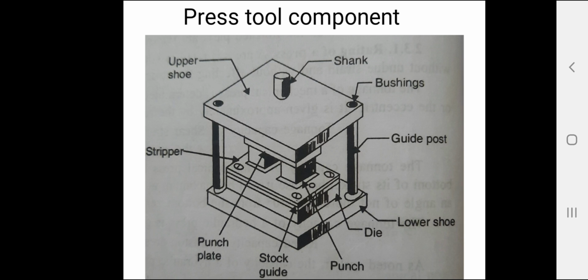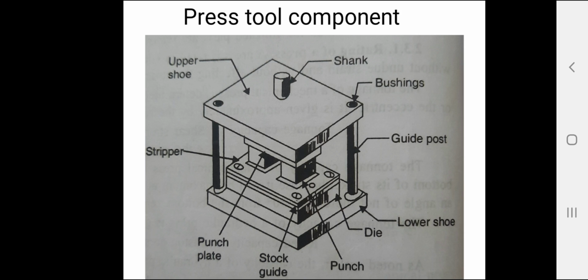Then locating and locking components, which provide for an accurate positioning of the stock or blank in the die and fix it in place while the operation is performed. Then stripping components. What are stripping components? They strip or remove the blanks and scrap from the working component after the operation is over. Strippers, knockouts, pins are examples of stripping components.